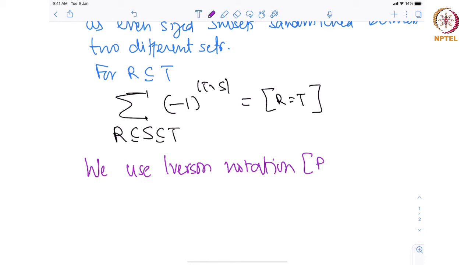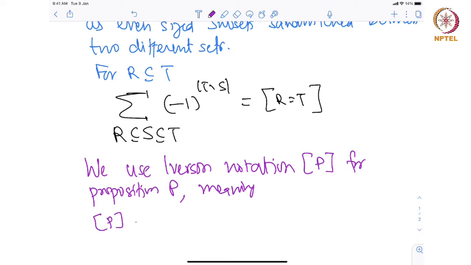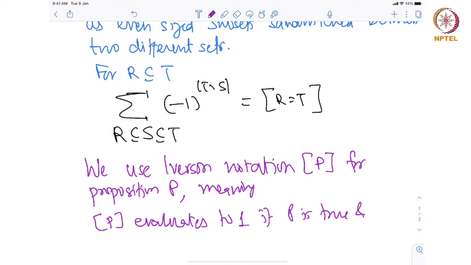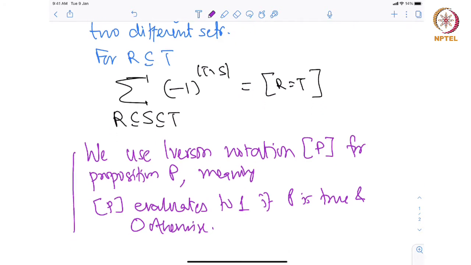Iverson notation [P] for a proposition P, meaning this evaluates to 1 if P is true and 0 otherwise. Okay. So in the context of this, what does this mean? That the right hand expression is equal to 1 if R and T are equal, otherwise 0.